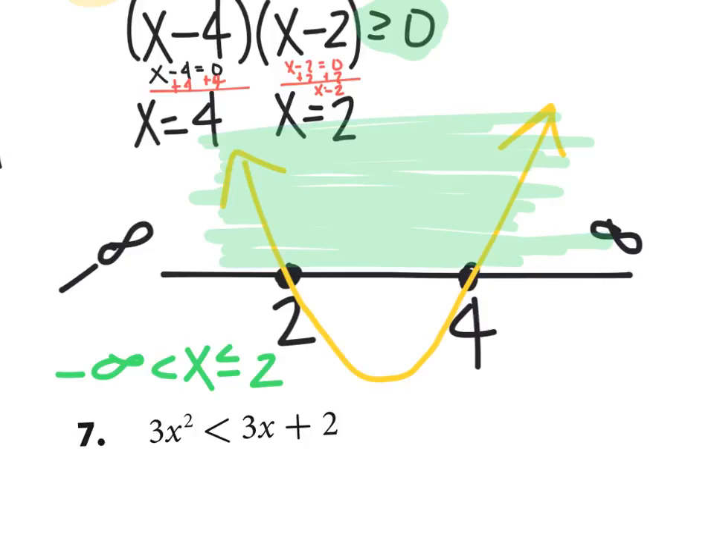So then the other side of my graph that's also above the x-axis, where does that part start? 4, which is x, which is less than infinity.